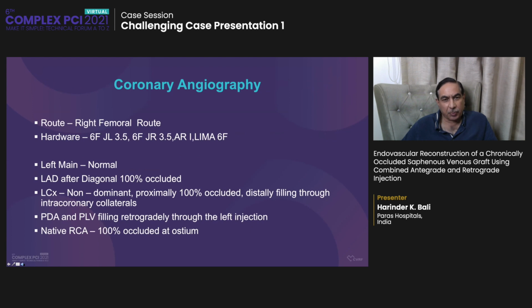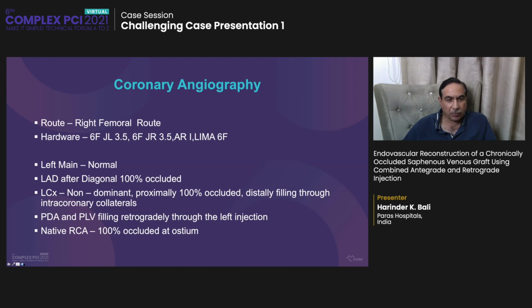Angiography was done via the right femoral route and JL 6 French, JR 6 French, AR1, and LIMA catheters were used to do angiography. On coronary angiography, left main was normal. LAD after diagonal had 100% occlusion. Left circumflex was a non-dominant vessel. Proximally, it was 100% occluded, and distal circumflex and obtuse marginal were filling through intracoronary collaterals.